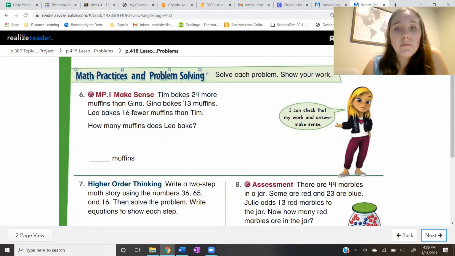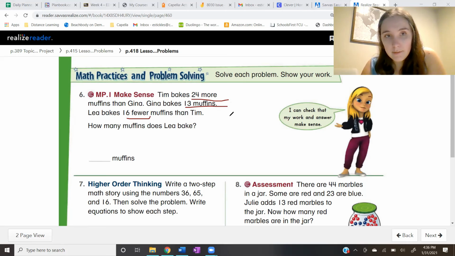It says, Tim bakes 24 more muffins than Gina. Gina bakes 13 muffins. Lee bakes 16 fewer muffins than Tim. How many muffins does Leah bake? There's going to be more than one step to this problem, so take it slow, take your time, draw a bar diagram if you'd like to, and then come back to me when you've found your final answer and we'll double check it. Okay, let's see what I know.